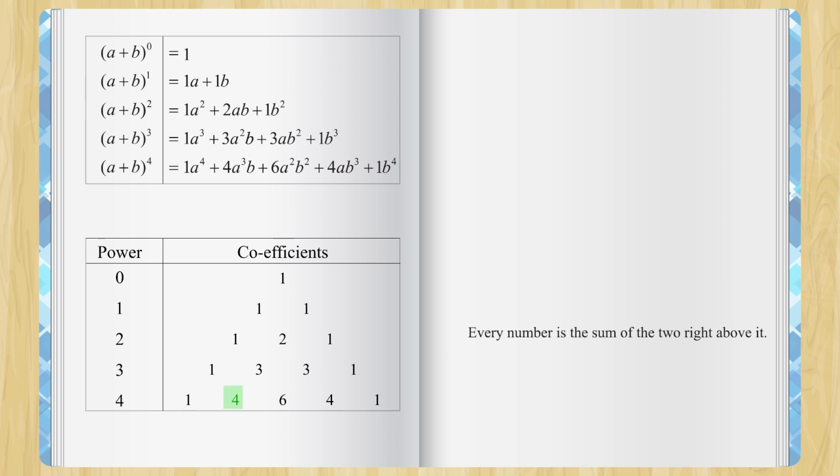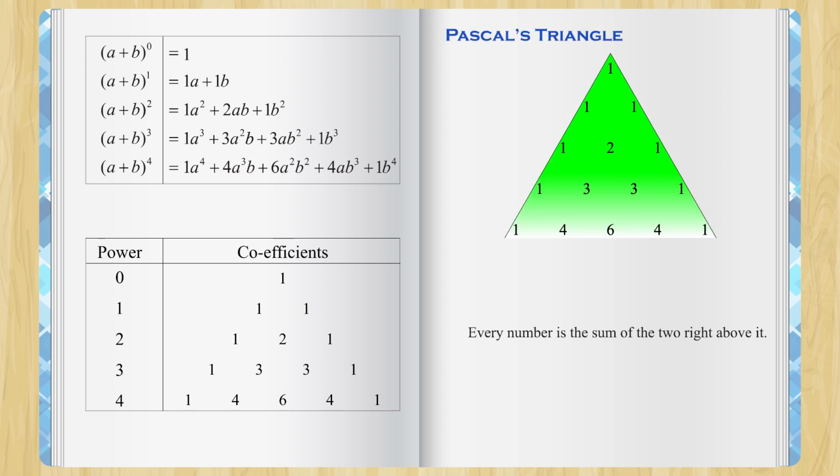For instance, take this 4 here. It is the sum of this 1 and this 3. This 6 over here is the sum of this 3 and this 3. This triangle has a name in mathematics. It is called Pascal's triangle.